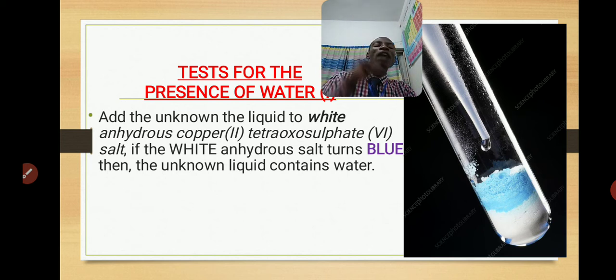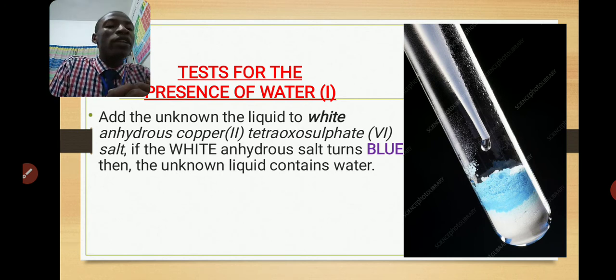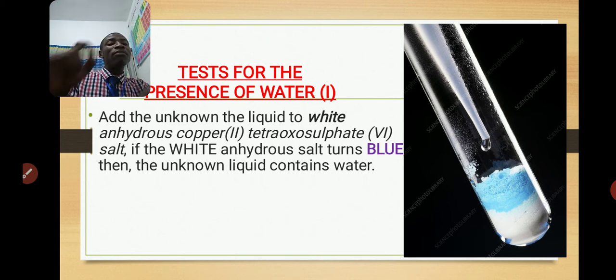Now, if you add water to a white anhydrous, the one you are seeing in the test tube, if you add water to a white anhydrous copper sulfate, it's going to turn blue, and that shows that that substance contains water. Remember, we are testing for presence of water. We are not testing for water. That thing may not be water, but it may be containing water, and this reaction will occur.